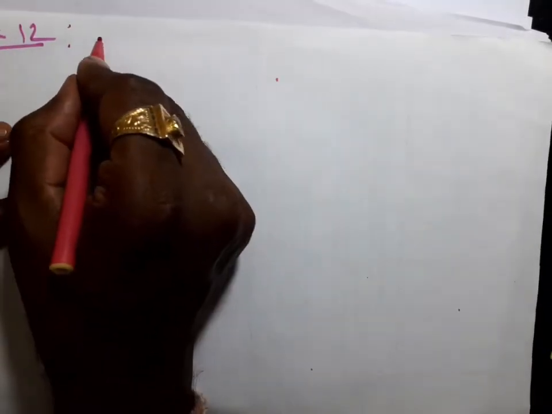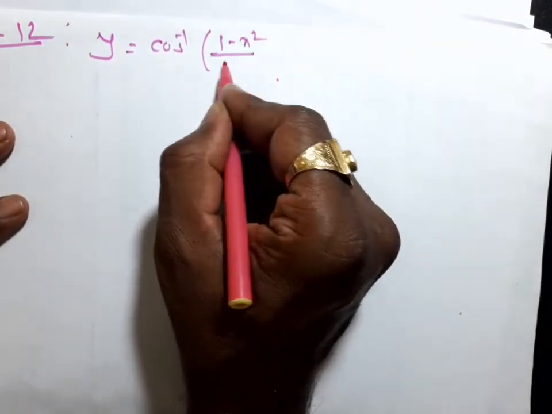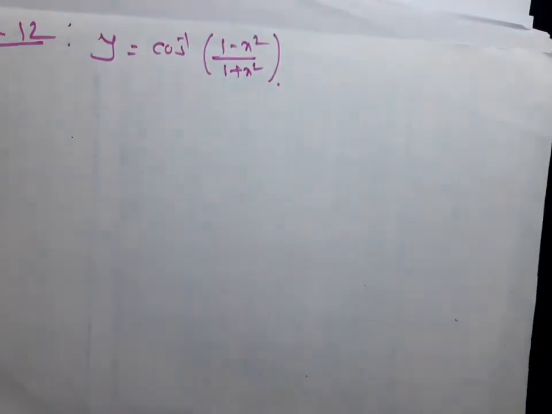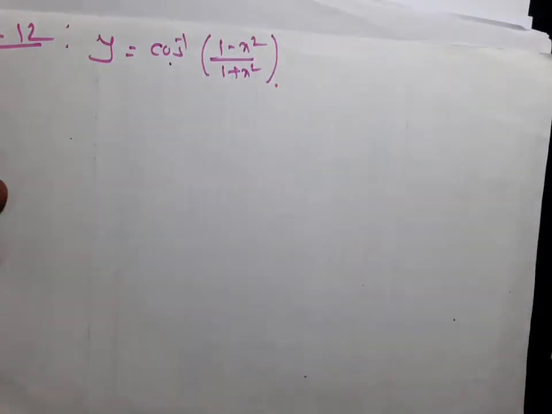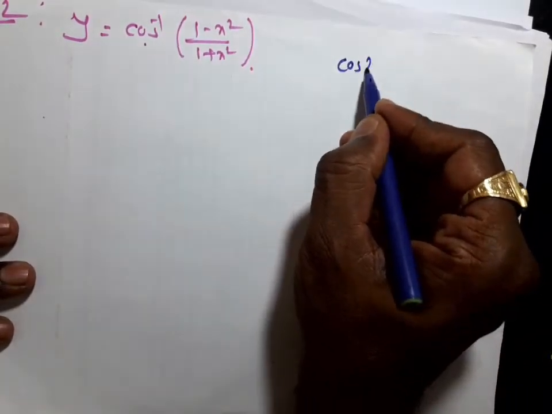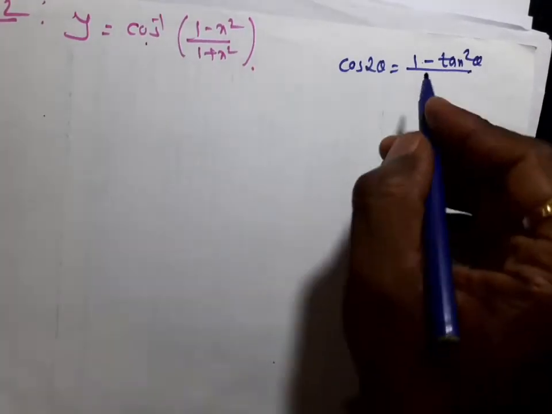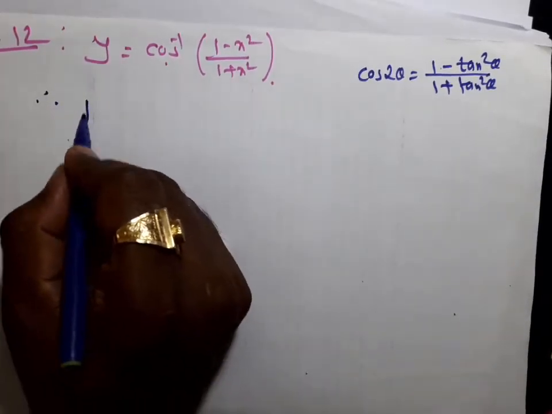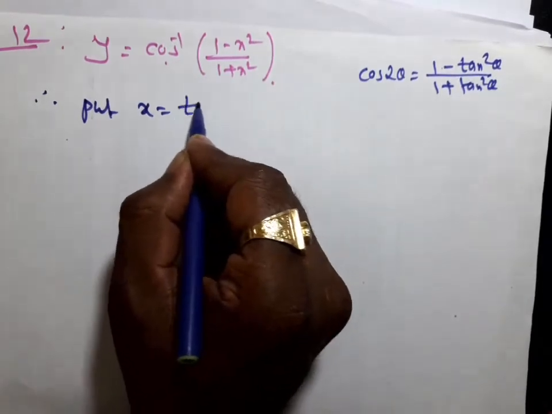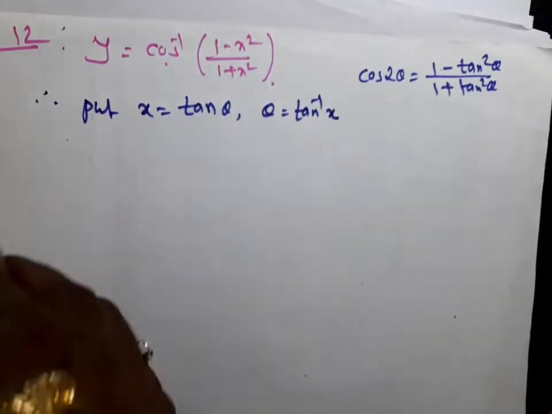Example number 12. y is equal to cos inverse of (1 minus x square) upon (1 plus x square). If you know the cos 2 theta formula, it is the same logic again. You know the cos 2 theta formula: cos 2 theta is (1 minus tan square theta) upon (1 plus tan square theta). Therefore, put x is equal to tan theta, and theta is equal to tan inverse of x.